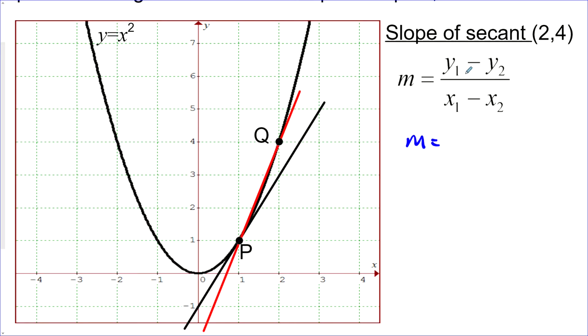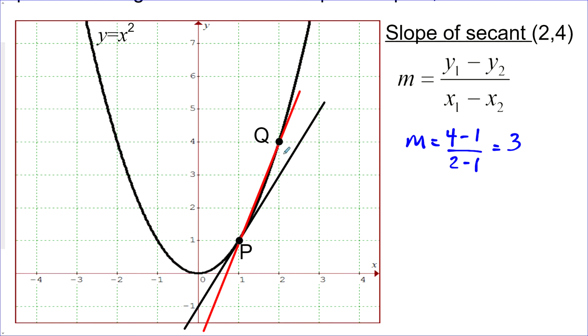So our point here is 2, 4. I'll use that as my first one here. So 4 minus 1 and 2 minus 1. And that gives me a slope of 3. And I could have just seen that from the graph. I have a rise of 1, 2, 3, and a run of 1. So rise over run is 3. But this is not a very good approximation.